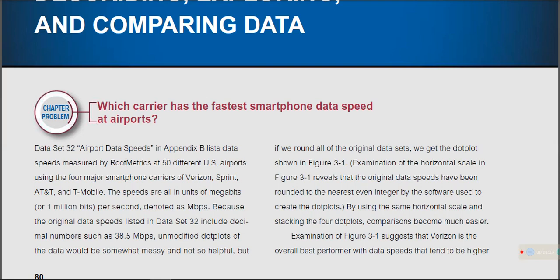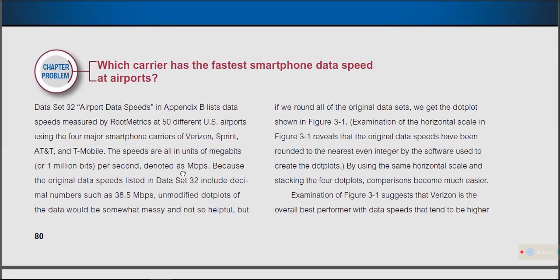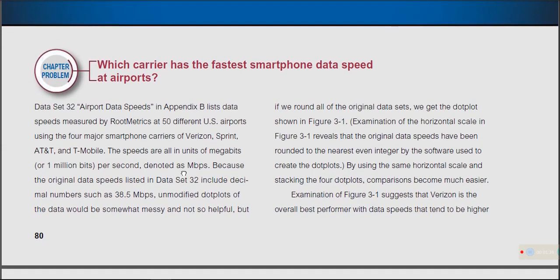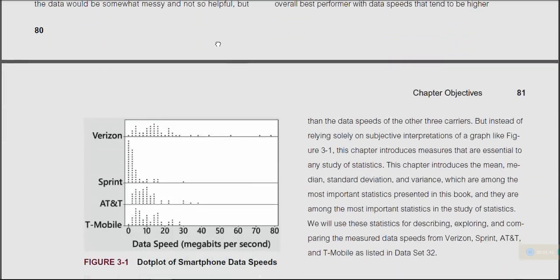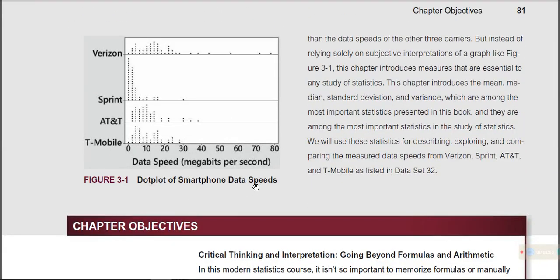So, as usual, we are going to start with the chapter problem. This chapter problem is all about airport data speeds. Which carrier has the fastest smartphone data speed at airports? Here, we have 50 different US airports used for our sample. And the data set can be found in Appendix B. Let me fast forward, and let's move to Figure 3-1. We will just highlight the important parts.